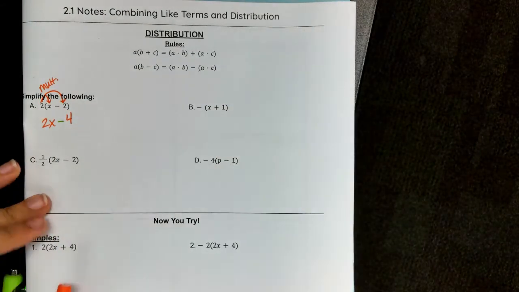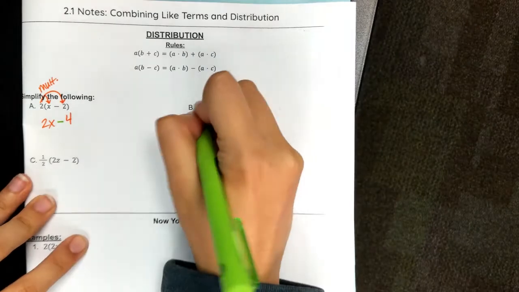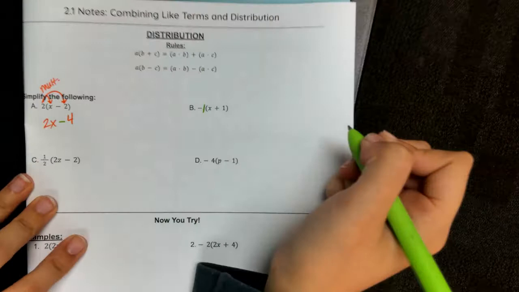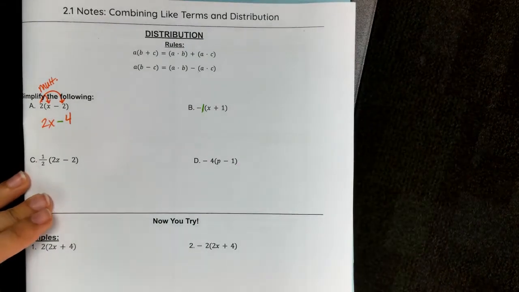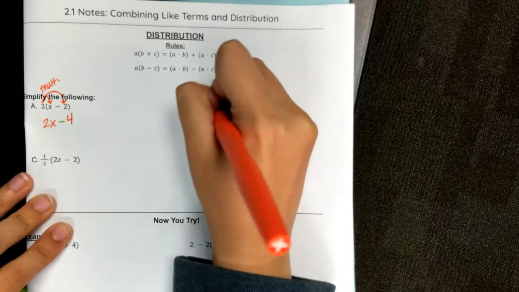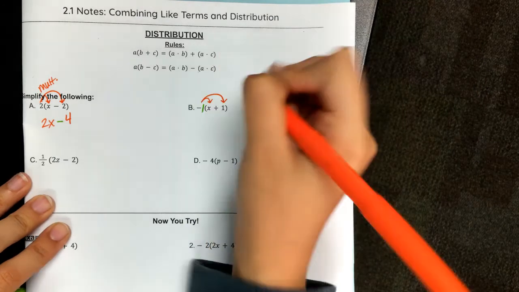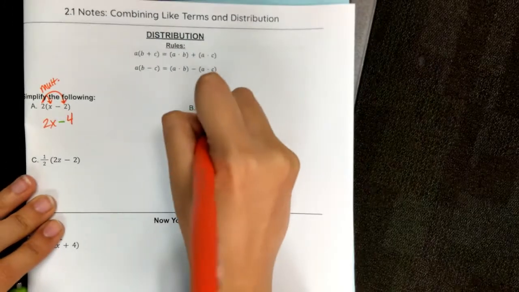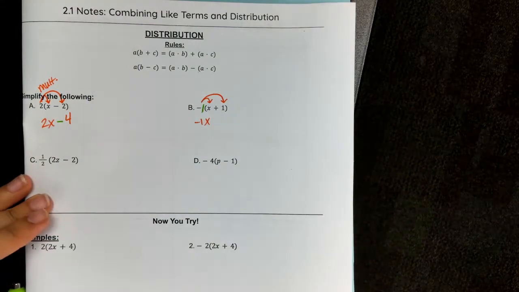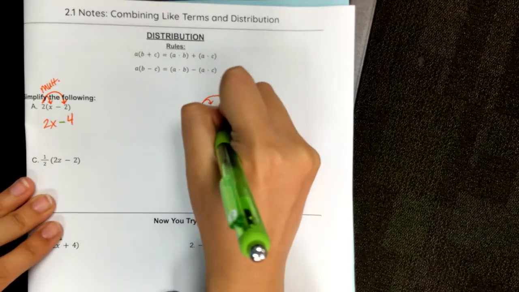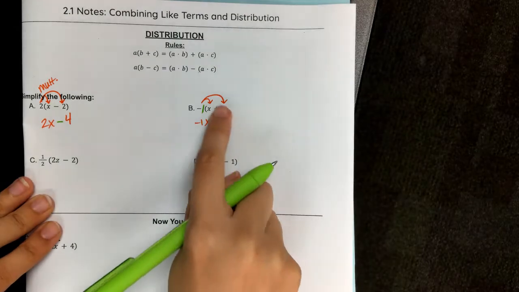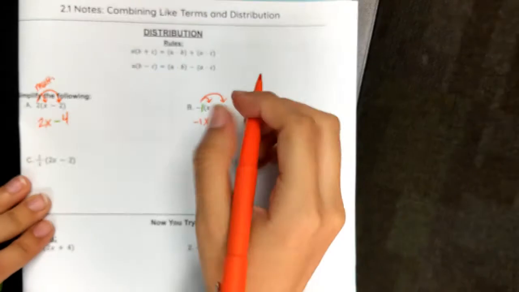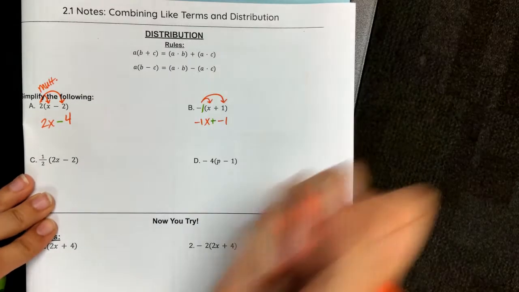Now here when we distribute, if there's a negative by itself, it's same thing when there's an x by itself. It's considered an implied 1. So we're still going to distribute. Negative 1 times x and negative 1 times 1. Negative 1 times x is just negative 1x. My sign in the middle is plus. So plus negative 1 times 1, well, negative 1 times 1 is negative 1.